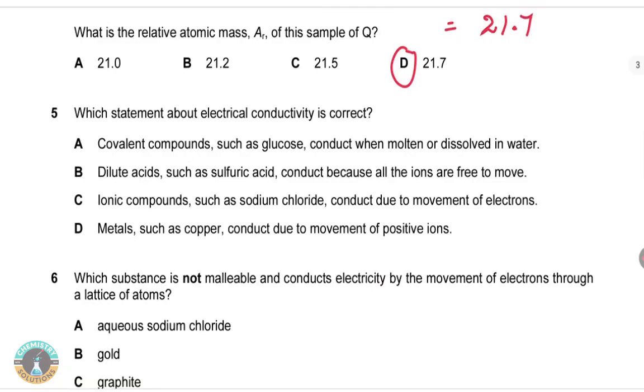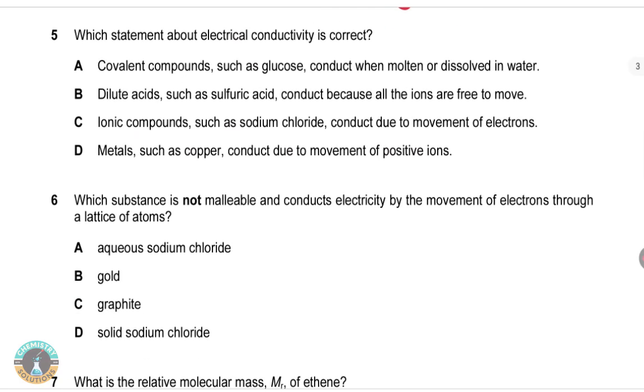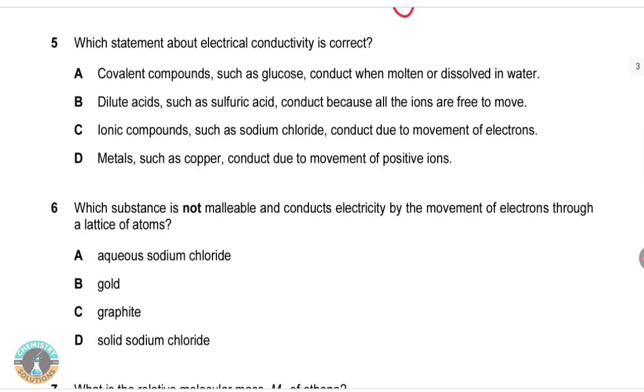What is the relative atomic mass? Which statement about electrical conductivity is correct? Covalent compounds such as glucose. Covalent compounds do not conduct electricity. Only graphite is the covalent compound which can conduct electricity. Graphite is the only non-metal which conducts electricity. Okay, again I will do it.